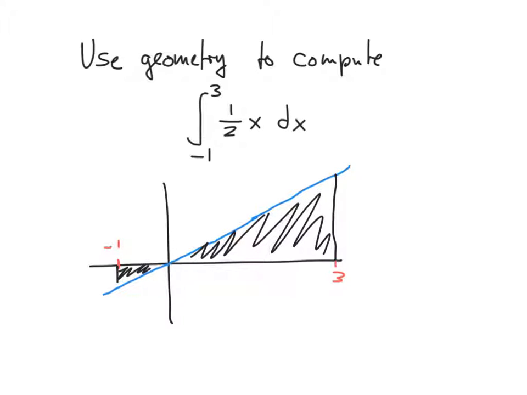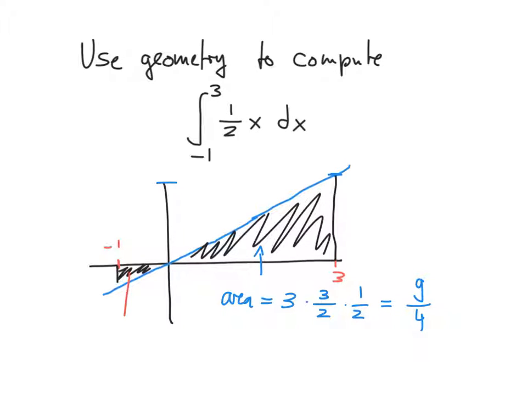So let's compute the areas. So here the area would be equal to side length times side length divided by 2. It would be 3 times, so what is the other side length? Well, it's just the function value at 3, right? That would be 1/2 times 3, so it would be 3/2, right? And now we need to multiply the whole thing by 1/2, so it would be 9/4.